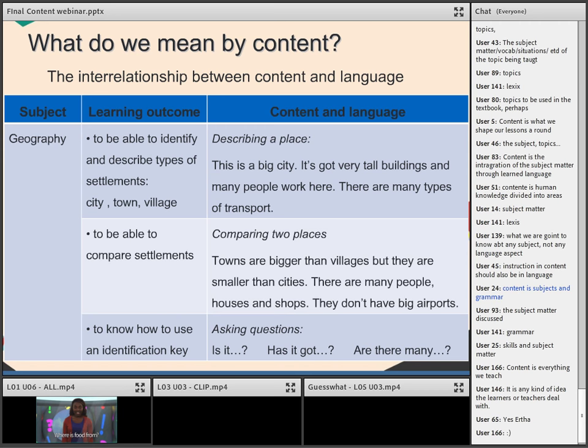Thirdly, the learning outcome shows that people need to know how to use an identification key. Identification keys usually have a choice of photographs for them to select from. But in order to use the key, pupils ask questions about settlements. So they need question starters, such as, is it? Has it got? Are there many? Then pupils feel more confident, and they're encouraged to be more accurate. So when we know the learning outcomes, we can see that the content and language are completely integrated.